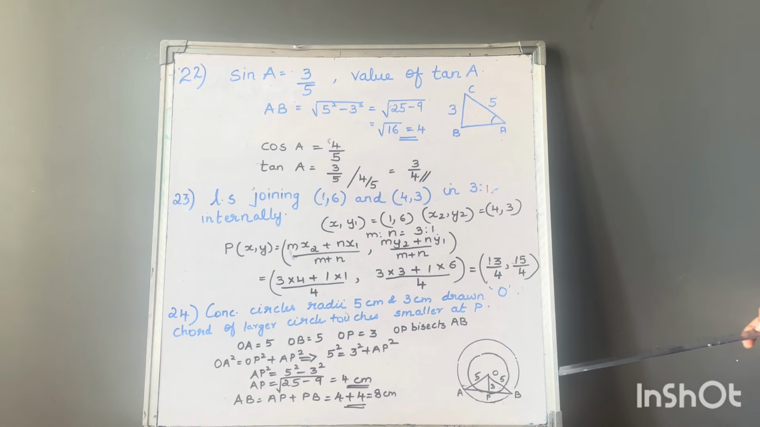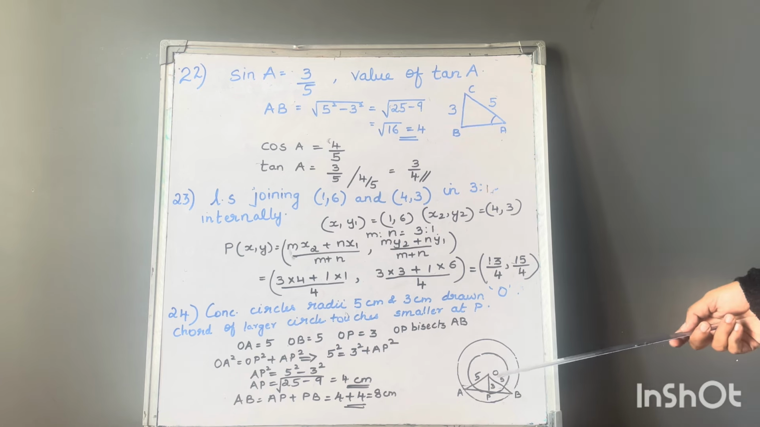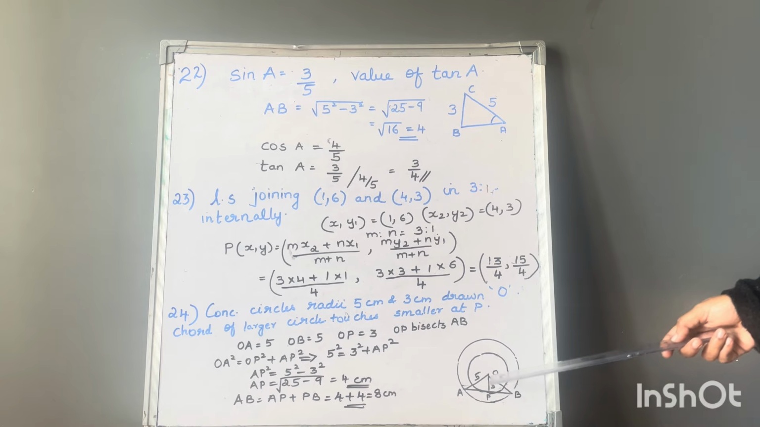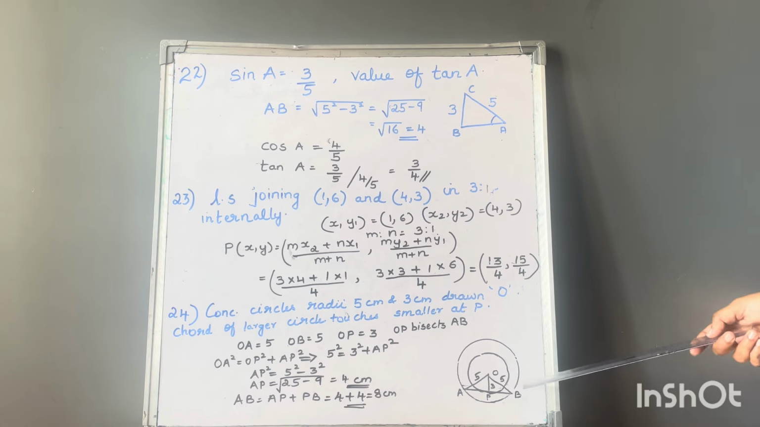So AB will be a tangent to the smaller circle. If we draw OP, OP should be perpendicular to AB and OP bisects AB. We can use the Pythagoras theorem here. OA square is equal to OP square plus AP square. So we get AP square as 5 square minus 3 square, or AP is equal to 4. PB will also be 4. So we get the length of chord AB as 4 plus 4, which is 8 centimeter.